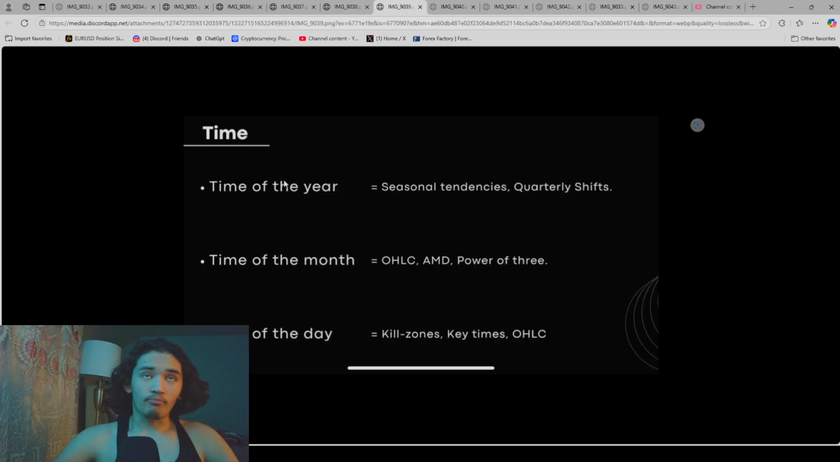Time. Time of the year. Seasonal tendencies and quarter shifts. That's the time of the year, right? Time of the month: open high low close concept and/or open low high close concept.